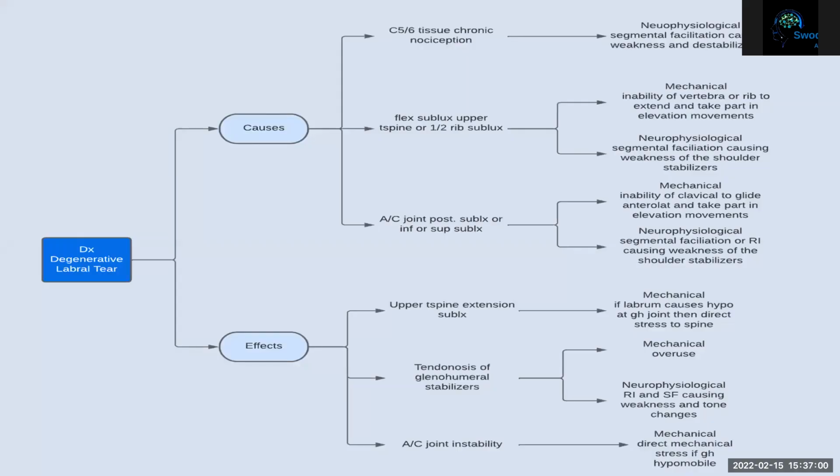Okay, so we're going to go into a little bit of advanced stuff now, advanced for this course, but I think we can introduce it here without too much trouble. We're going to be looking at a particular degenerative condition, a degenerative labral test. So you do all the diagnostic stuff, and this is what you come up with. We can look at causes and effects. So if we look at what causes this, these are some of the more common reasons for it.